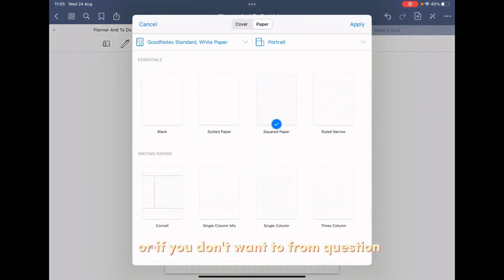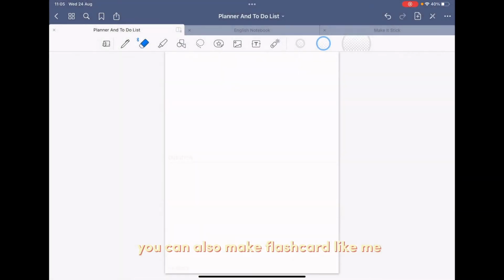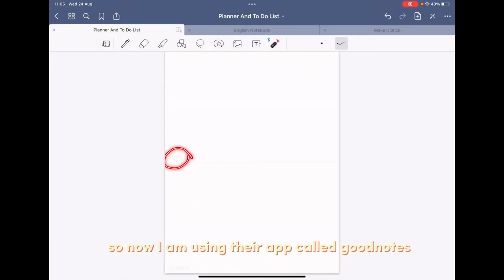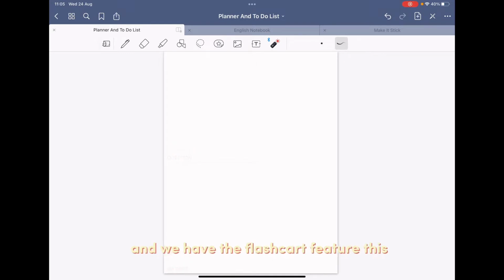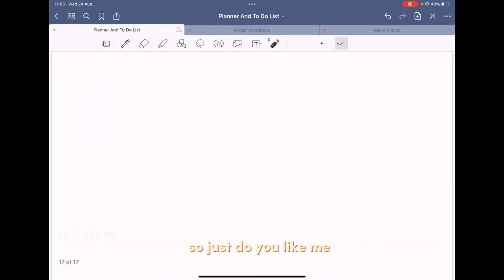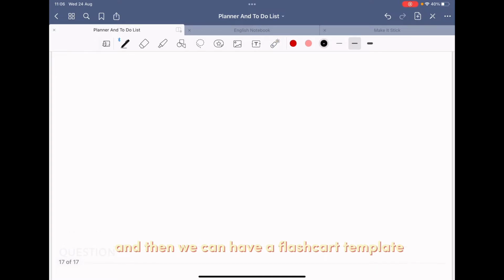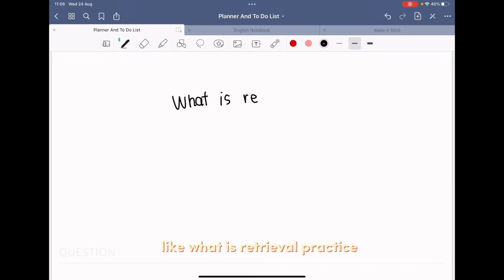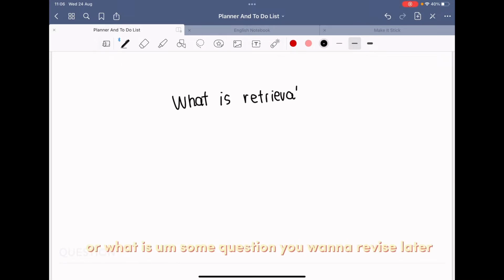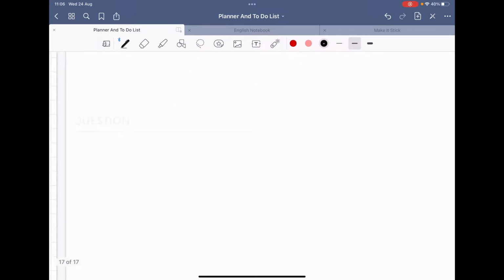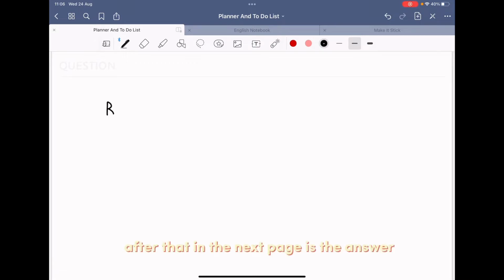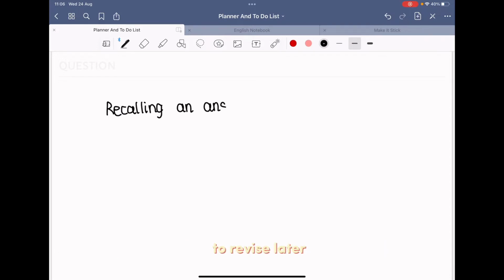Or if you don't want to form questions because you think it's too challenging, you can also make flashcards like me. So now I am using the app called GoodNotes, and it has a flashcard feature. So just do like me, and then we can have a flashcard template. On the first page, called question, you can write down a question like, what is retrieval practice, or some question you want to revise later. After that, the next page is the answer. You write down the answer to that question to revise later.